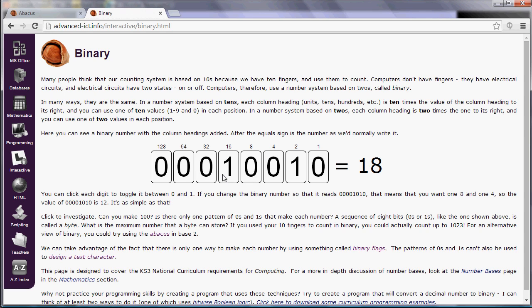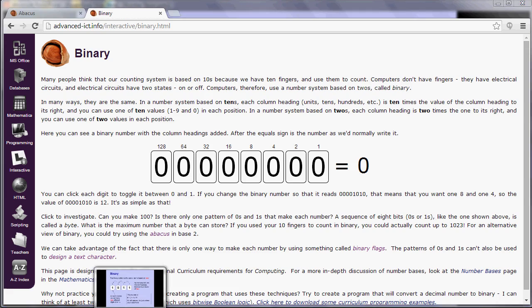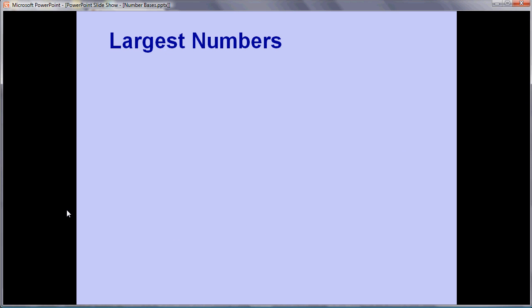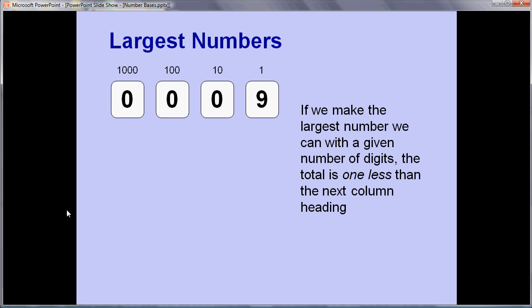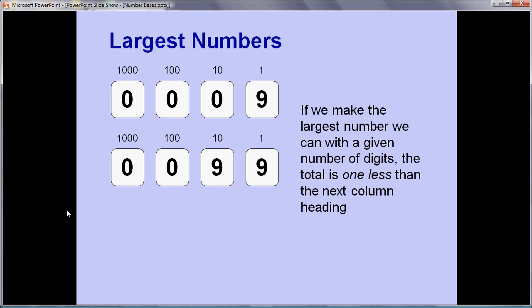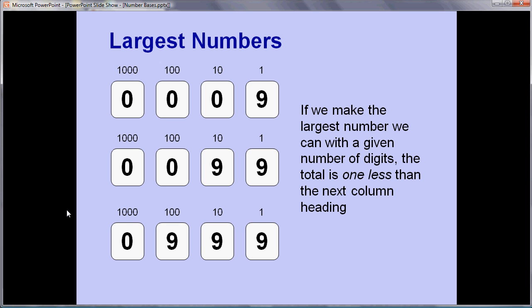I said that there were some other similarities with the numbering system that we ordinarily use. So the first one of those is, if you think about what happens if you make the largest number you can with a given number of digits. So if we make the largest one-digit number we can, using our ordinary numbering system, we get 9. But if we look, 9 is 1 less than the heading on the next column over. So 9 is 1 less than 10. And if we repeat that process, 99 is 1 less than 100, and 999 is 1 less than 1,000.